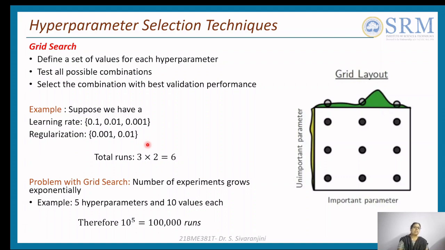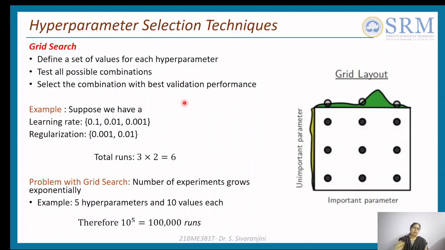So what is grid search? Grid search defines a set of values for each hyperparameter, like a grid. It tests all the possible combinations and selects the combination with the best validation performance. The values of the hyperparameters keep changing based upon all the combinations, according to the validation performance.